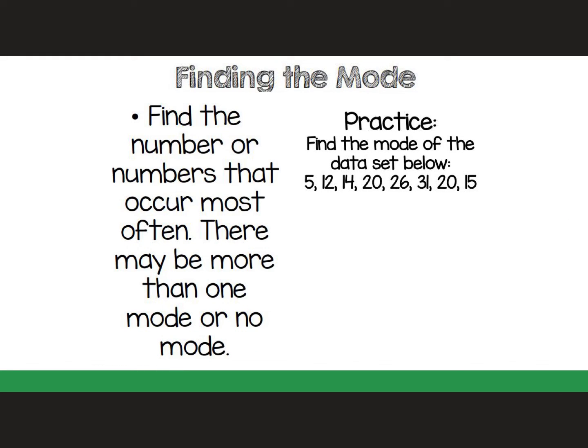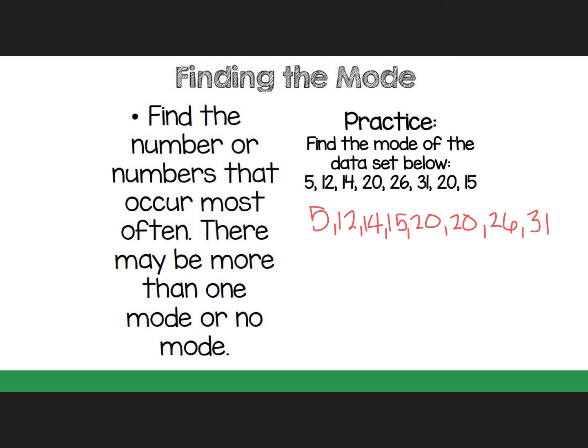Finding the mode. Find the number that occurs the most. There may be more than one mode or no mode at all. So first step is I'm going to put my numbers back in order from least to greatest. When I do that, it ensures that I don't miss multiple modes and just instantly say, oh, it's 20.